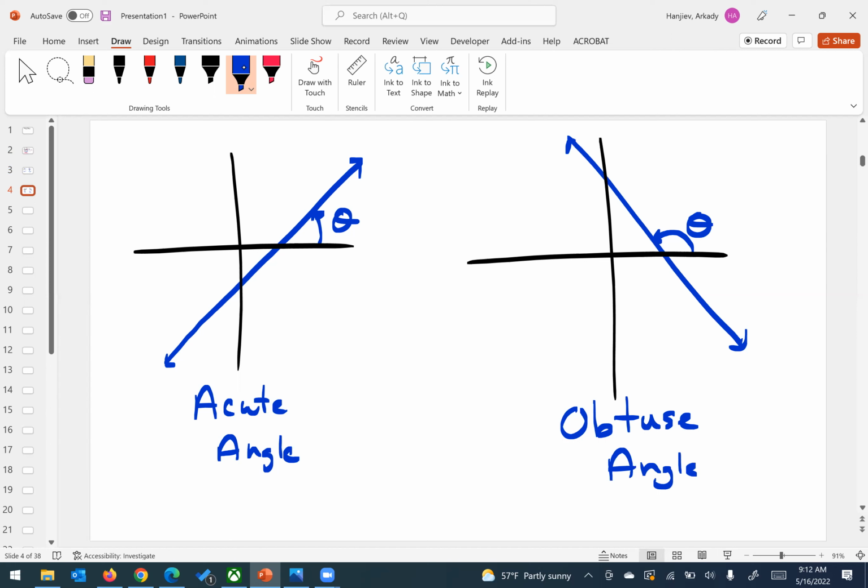Oh, craziness. You guys ready? Back to algebra in your mind. Think about the slope of the acute angle line. Think about the slope of the obtuse angle line. What's the slope there?